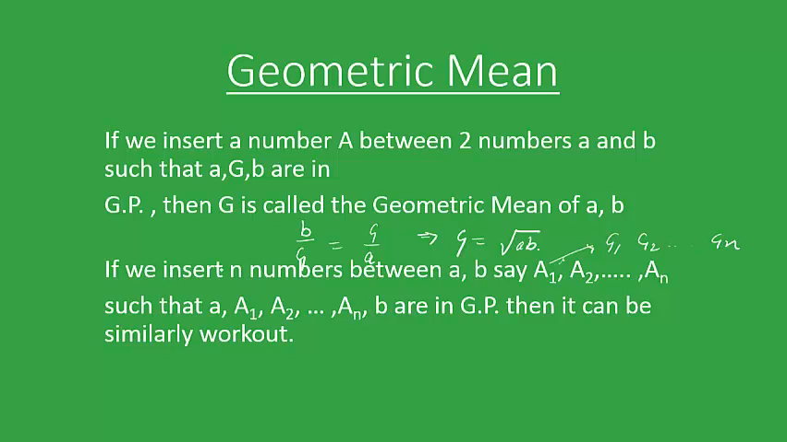Okay. So if we insert n numbers between a and b, say g1, g2, ..., gn, such that a, g1, g2, ..., gn, b are in GP, then these particular numbers, that is g1, g2, ..., gn, are called the n geometric means of the numbers a and b. To work this out, we'll again write the general term formula, and the last term b will be the n plus second term, that is the t(n+2)th term.